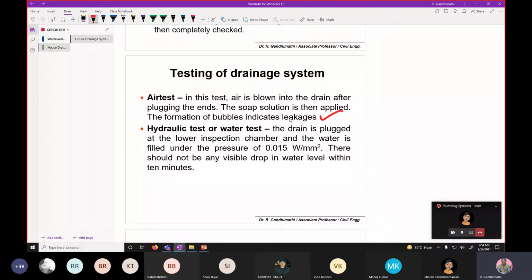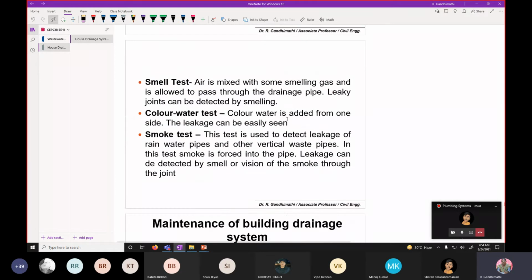Another one is the hydraulic test. In the hydraulic test, water is filled with some pressure. Then they monitor the pressure level. If there is any drop in the water level within 10 minutes, then we can say that there is a leak in the drain system. That is called the hydraulic test. In the air test, they apply air and, with the help of soap solution, find the leakages. But in the hydraulic test, they fill the water with pressure and monitor the pressure or water level. If there is any drop in the water level, it indicates that there is a leakage in the drain pipe. And then the next one is the smell test.